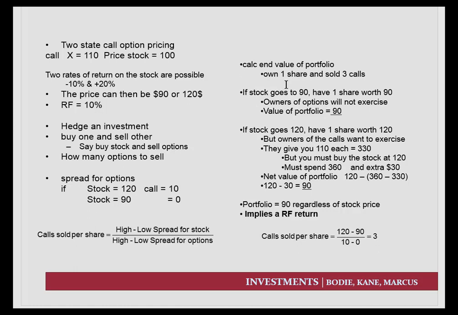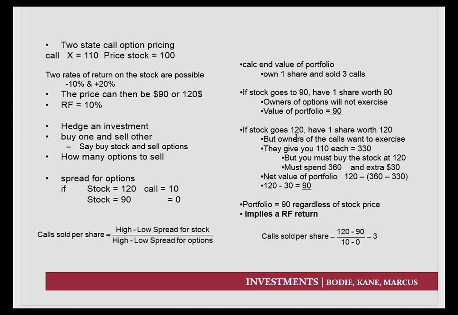So let's see how this helps us with pricing now. We now own 1 share and we sold 3 calls. What happens if the stock price goes to $90? You own 1 share worth $90, but the owners of the options are not going to exercise, so they have no value. So the total value of your portfolio, if the stock goes to 90, is $90, the value of the stock.